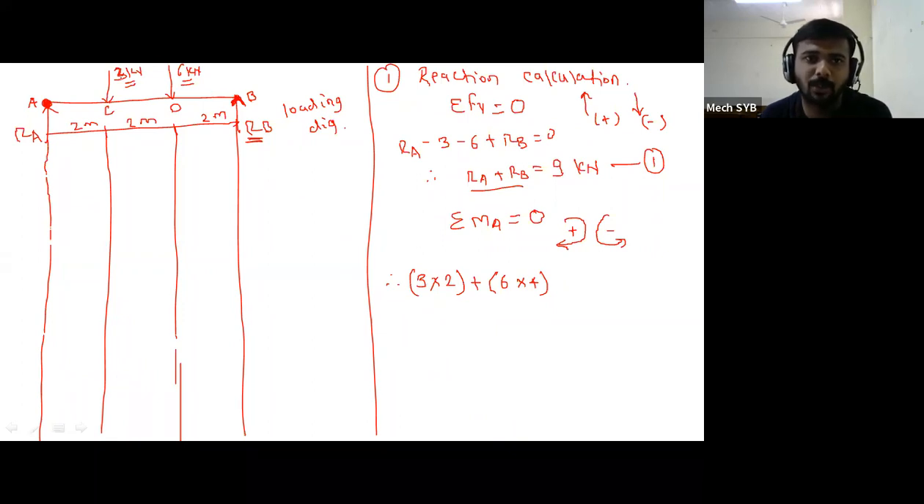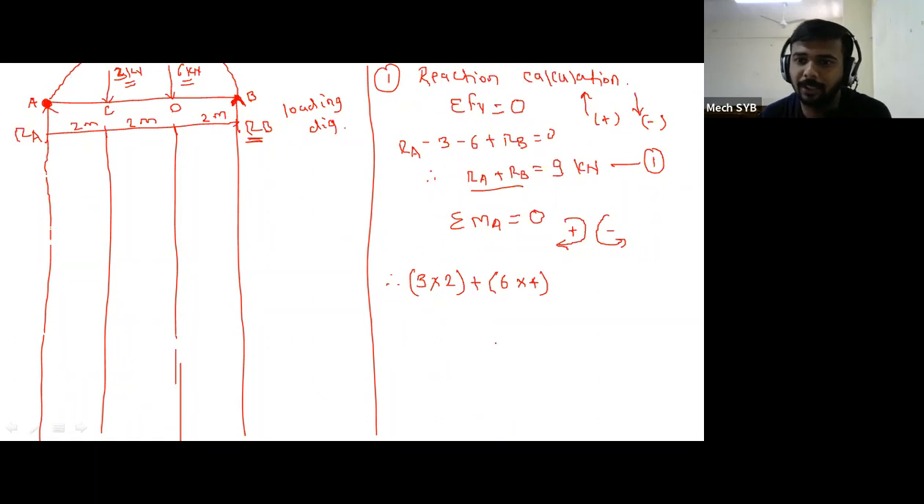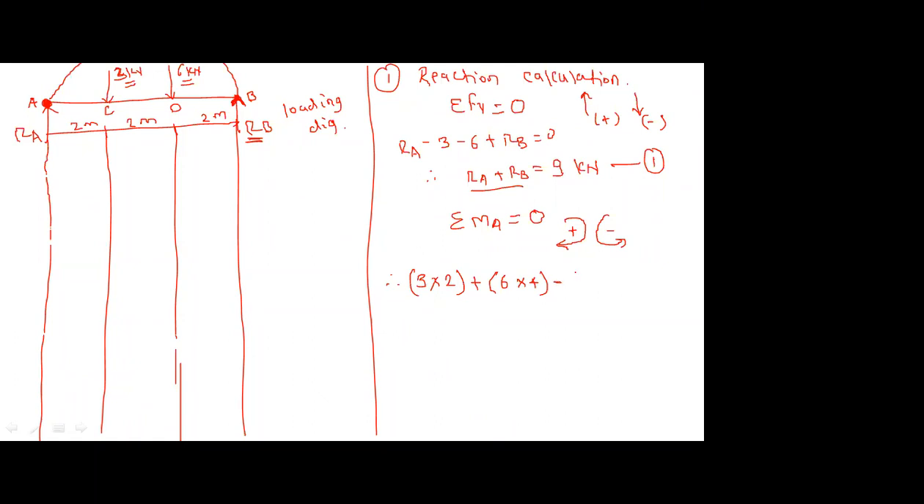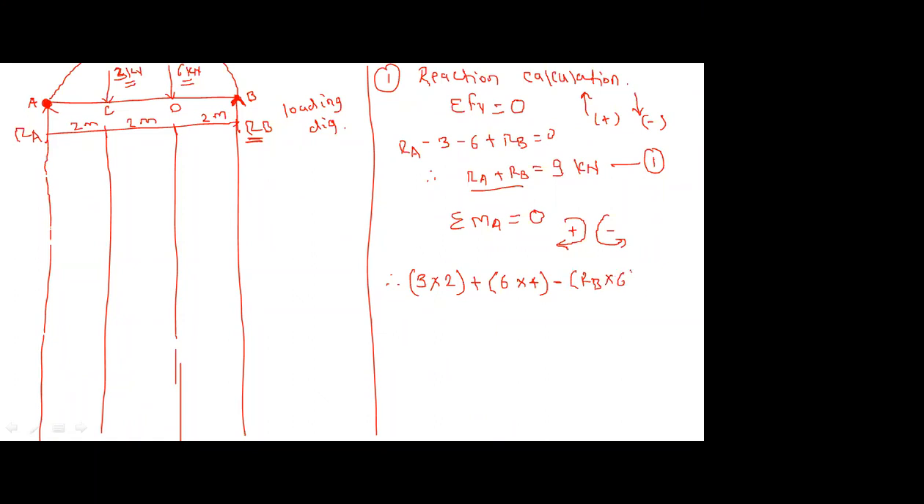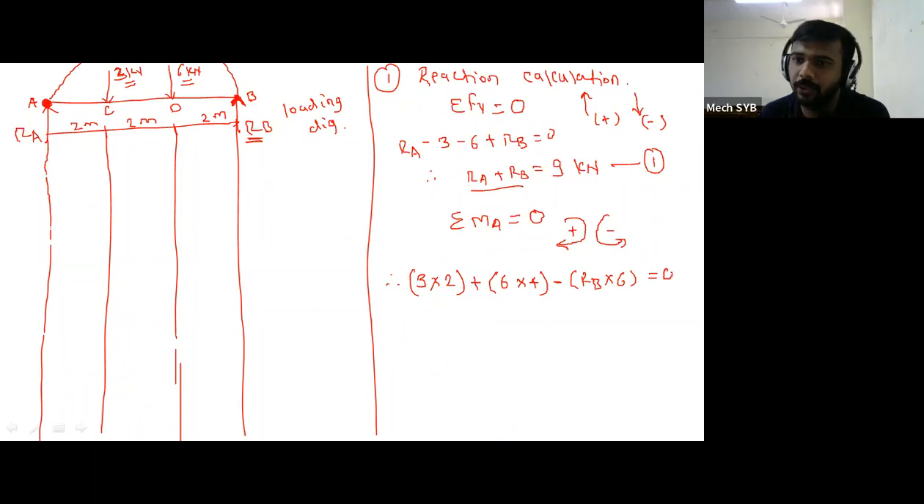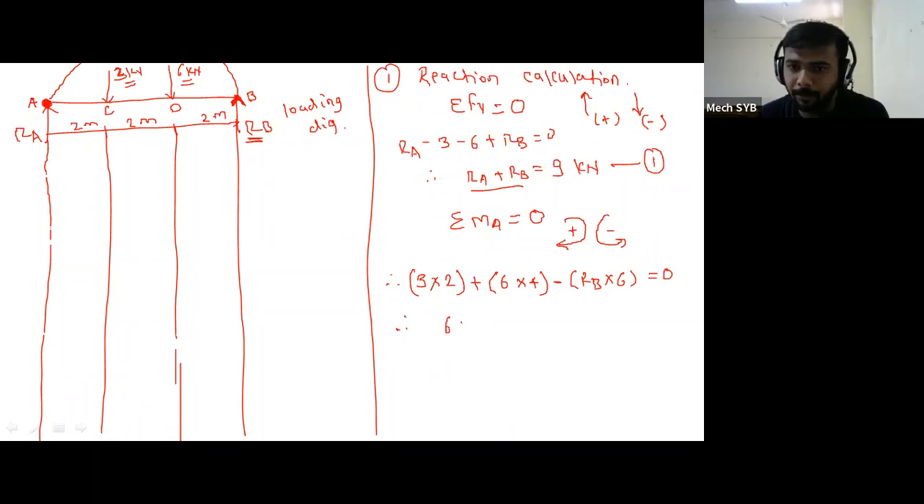Okay, then next, now this RB is rotating anti-clockwise or clockwise. त्याची बघा डायरेक्शन वरच्या बाजूला आहे. तो असा वरच्या बाजूला येणार. It is rotating anti-clockwise direction. Therefore negative. RB into what is the total distance between A and B? 6. 6 is equal to 0. Okay, the next step, 3 into 2 it becomes 6, 6 into 4 it becomes 24.